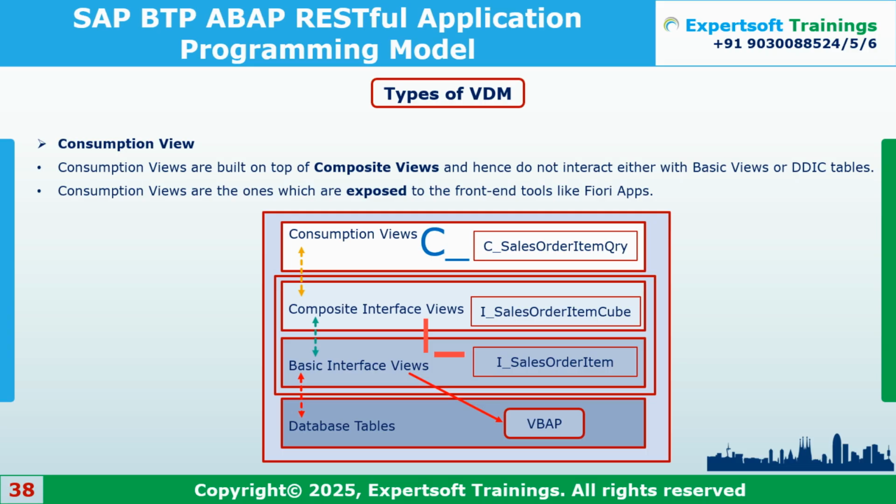We have only the database table, and once the basic view is created, on top of it we create a composite view. Multiple basic views are combined to create a composite view, and whatever fields you want to showcase in the output to the end user at the API, the composite view will be created. Why multiple things? I will tell you one example.